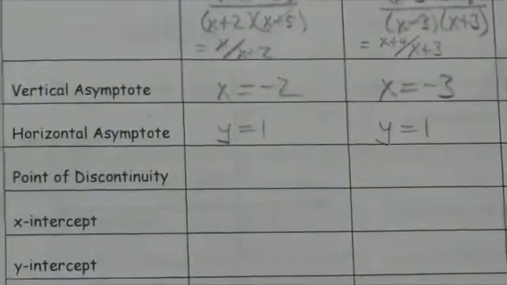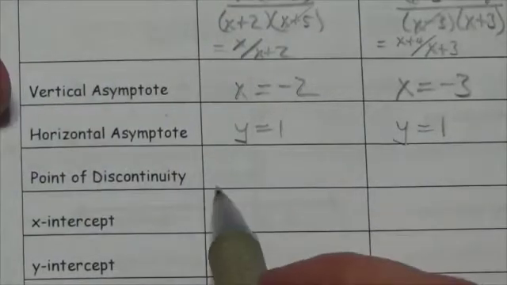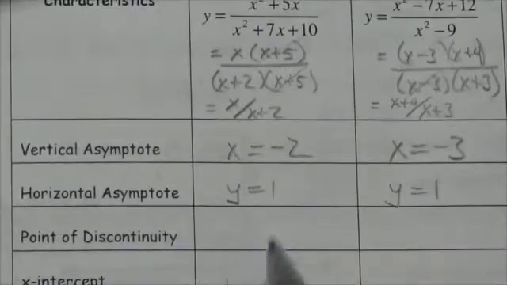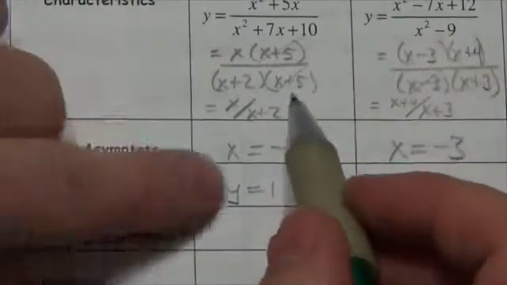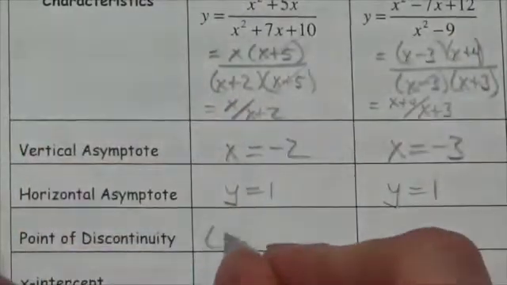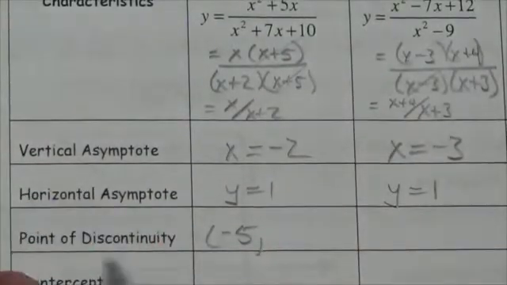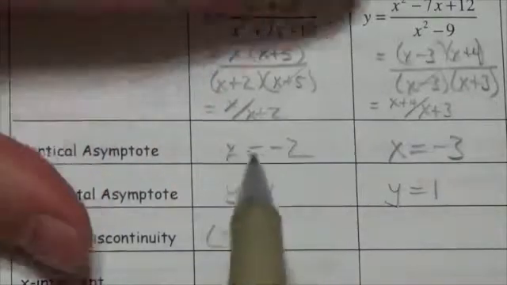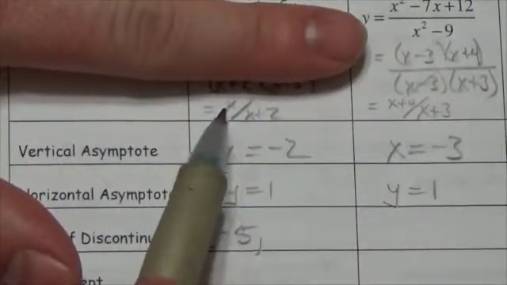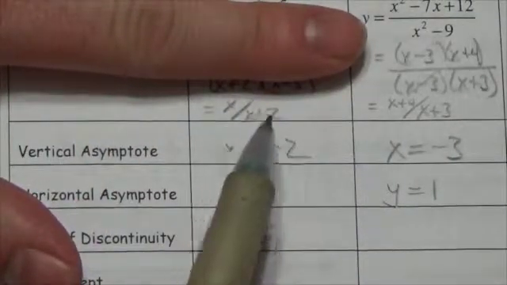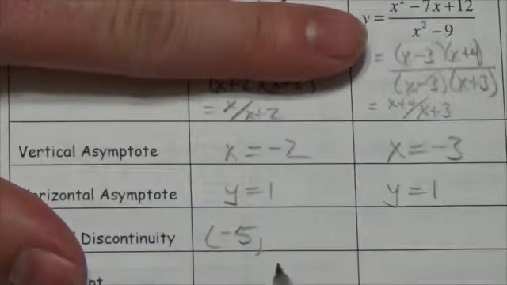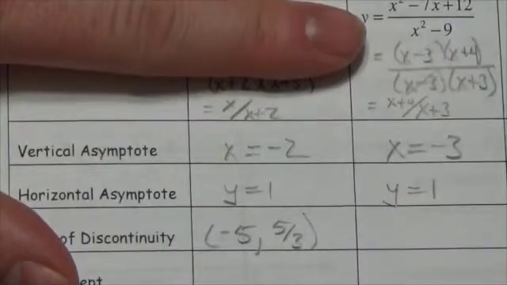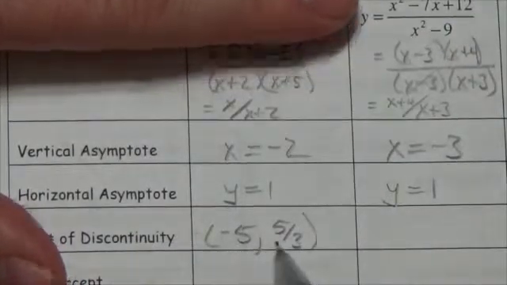Now, coming over here: point discontinuity. This is going to occur from the restriction that I was able to factor out here, so it occurs when x is equal to negative 5. Now we're looking for the point of discontinuity, so I want to know the y-coordinate too. So I'm going to plug this into the simplified form: negative 5 over negative 5 plus 2. Well, negative 5 plus 2 is negative 3. So that'll be over... oh, sorry, not over 5/3. Negative 5 comma 5/3.